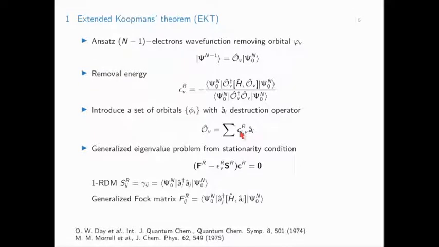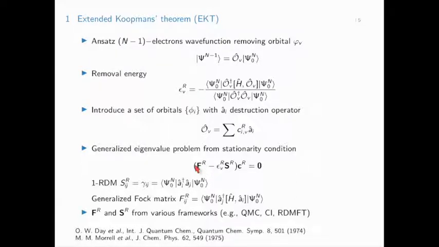So we end up with this generalized eigenvalue problem in terms of these two matrices, S, which corresponds to the one-body reduced density matrix, gamma, defined in this way, and F is the so-called generalized Fock matrix, which is expressed in terms of this commutator. So from the solution of this eigenvalue problem, we obtain the approximate removal energies of the system. So what we have to do is to find an approximation or a way to calculate these two matrices.